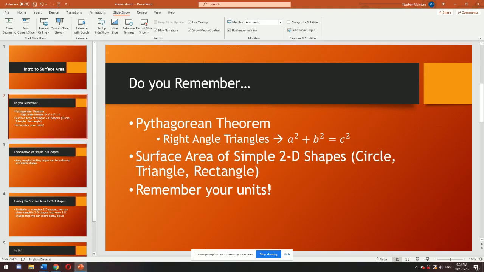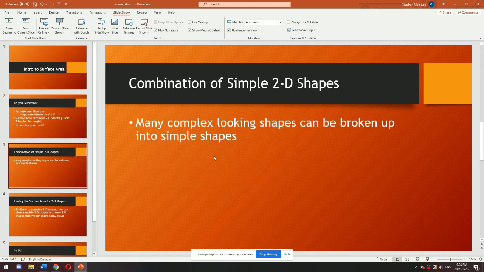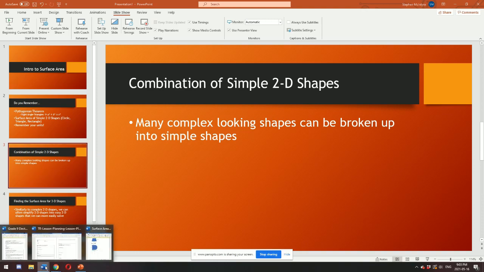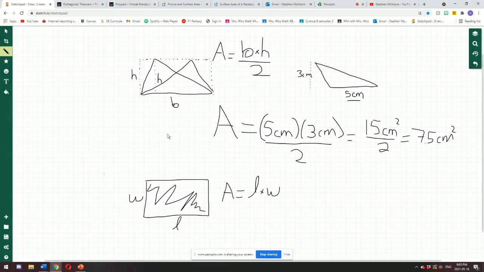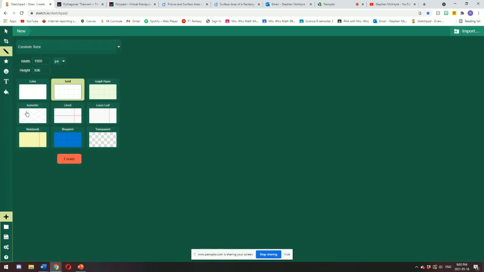Yeah, remembering your units, that's very important when you're doing this. Make sure you have squared units when you're looking at each surface area. So if we look at an example of a combination of simple 2D shapes, so many complex looking shapes can be broken up into simple shapes. I'll just make an example here that we can go through. Let me make a new one. Okay. If I have, pretend that's a straight line.